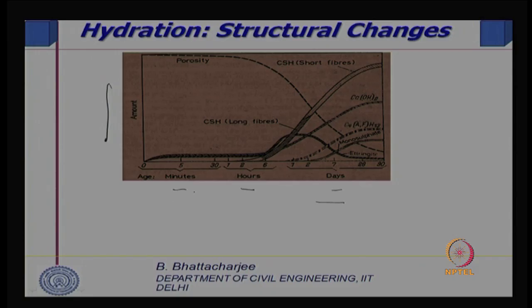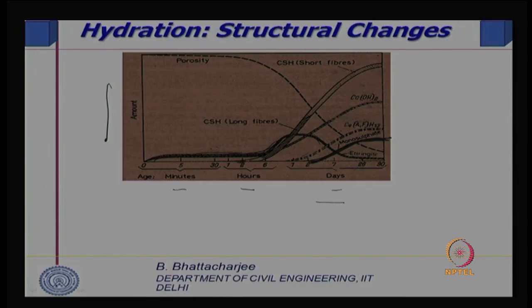Now, there are different products which are forming, as you can see. For example, this product is ettringite. Ettringite is the first one to be produced, but if you remember, I said that it is not very stable. So after a certain period of time, it gets converted into monosulfate. This is the monosulfate. So the first thing that is formed is ettringite.